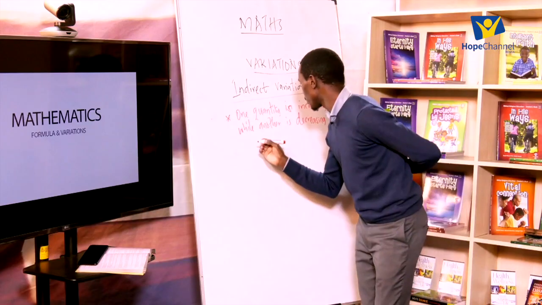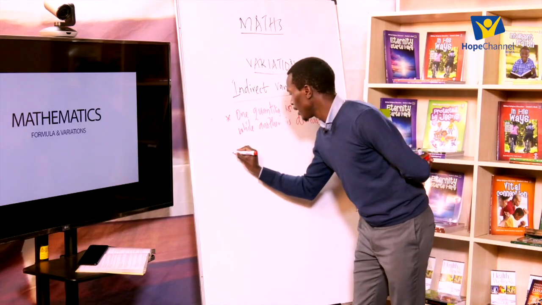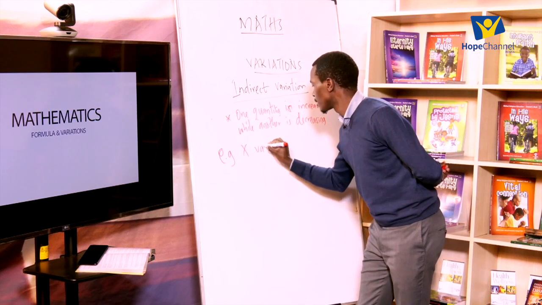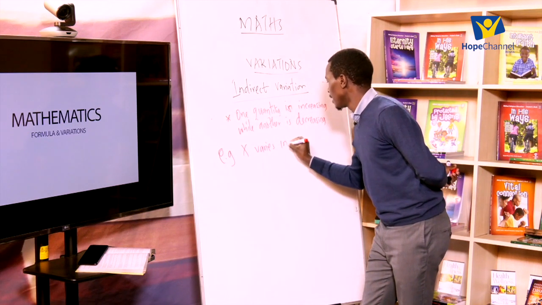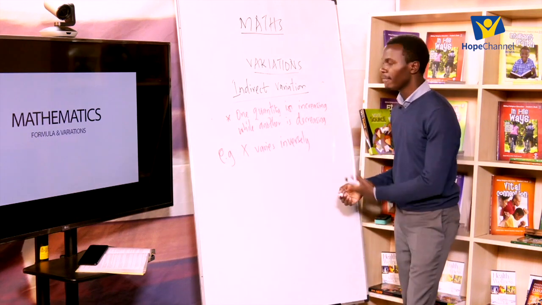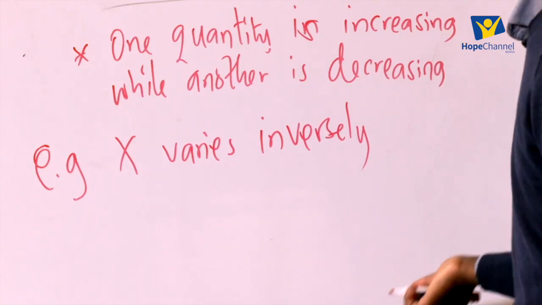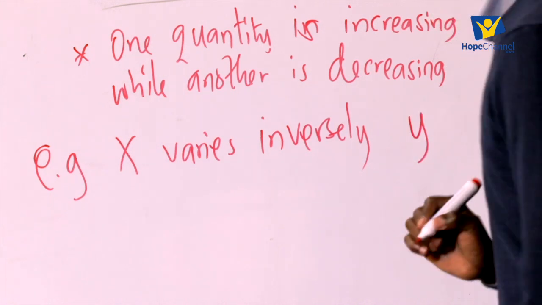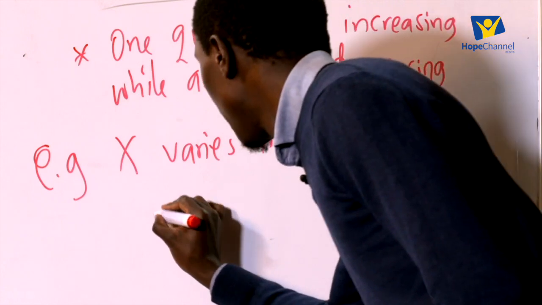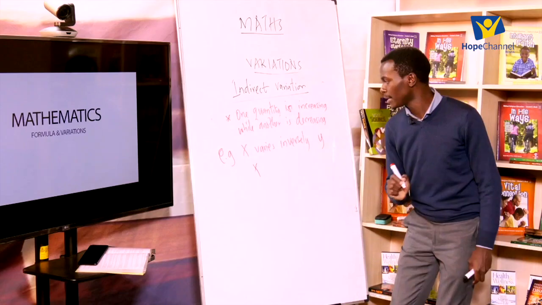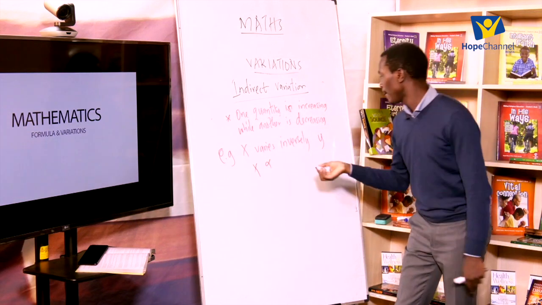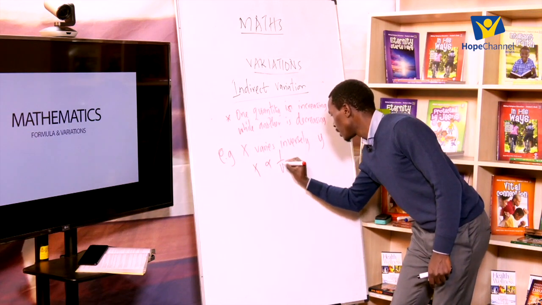So if we were to write, for example, maybe x, so e.g. x varies inversely. Remember I said inversely is the same as indirect. x varies inversely as y. So basically what we mean here by writing it as an expression, we have x, the sign of proportionality, now in this case is not y, but now we'll have it as 1 over y.